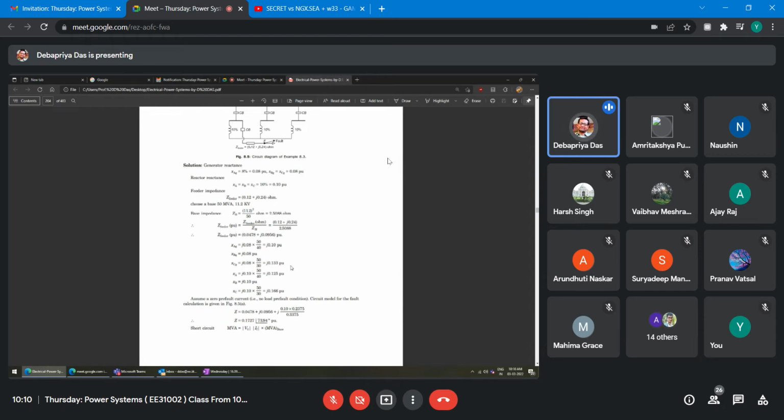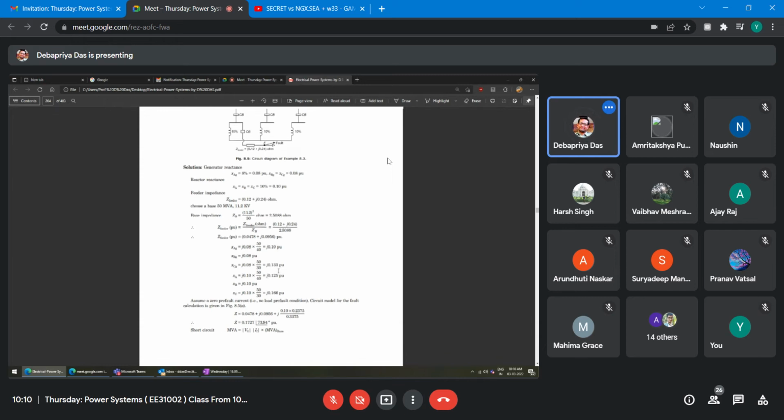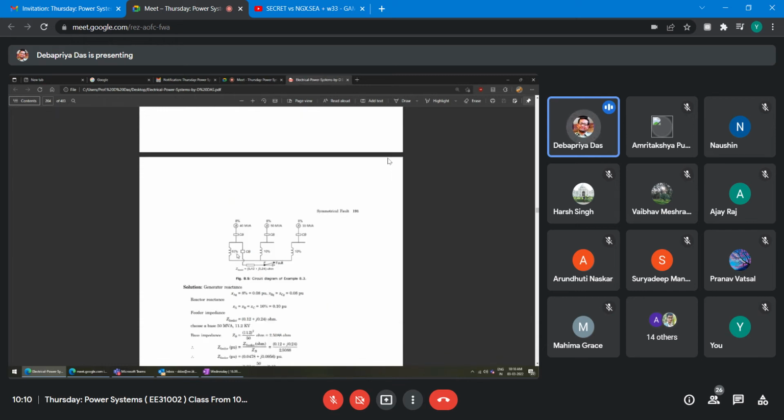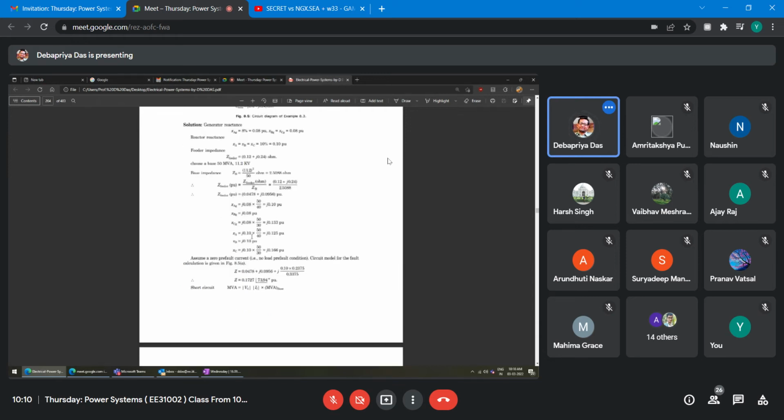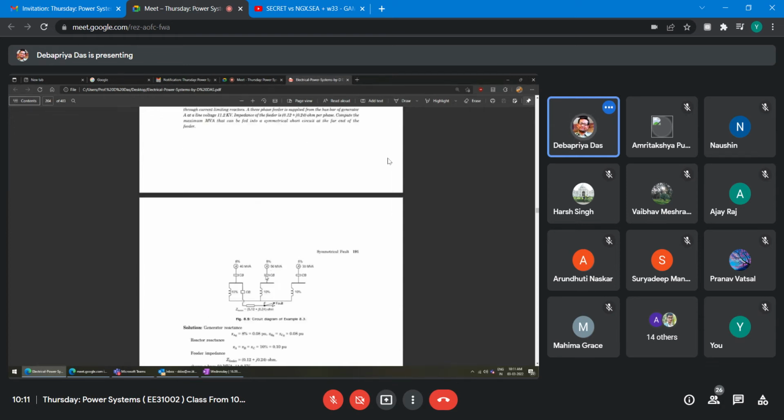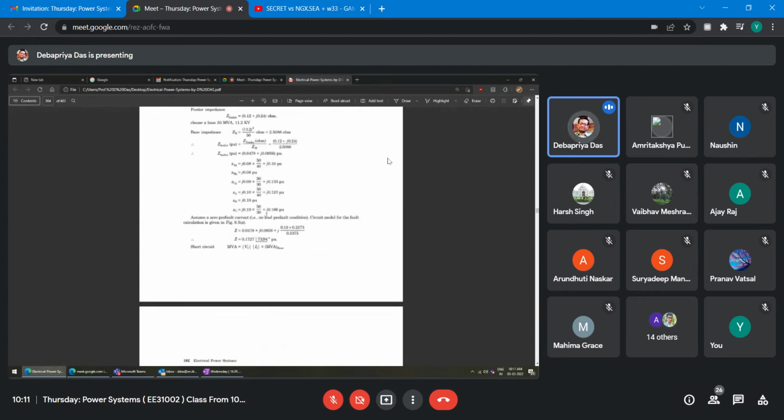So this much. And then for the reactors A, B, C, all are the same. Therefore XA will be 50 upon 40, so it is 0.125. XB is on a 50 MVA base, so it remains as it is. XC will be j0.1 into 50 upon 30, so 0.166. This way you convert all the element parameters into per unit.